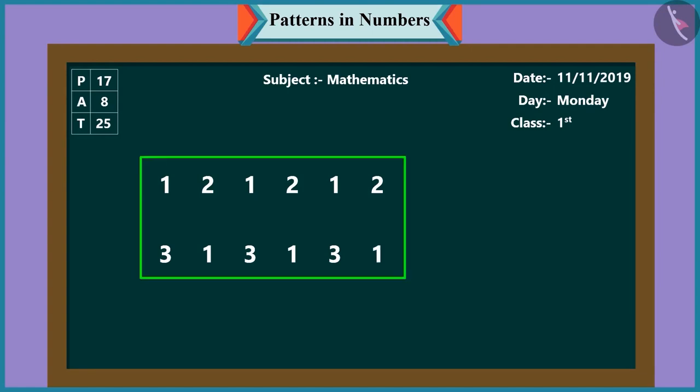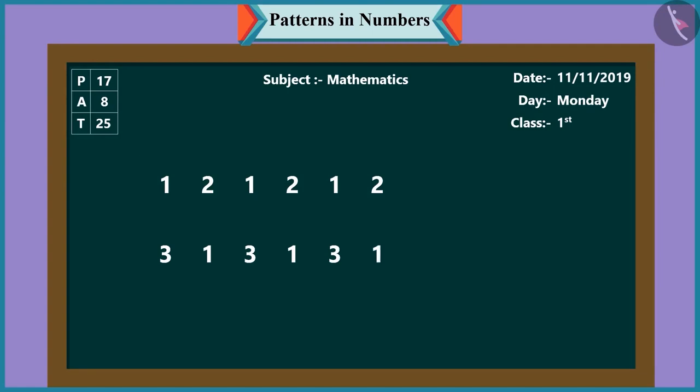Pinky, can you see a pattern in these numbers? Here in the first line, 1, 2, 1, 2, these numbers have been repeated to make a pattern, sir. Yes. And in the next line, 3, 1, 3, 1, these numbers have been repeated to make a pattern.